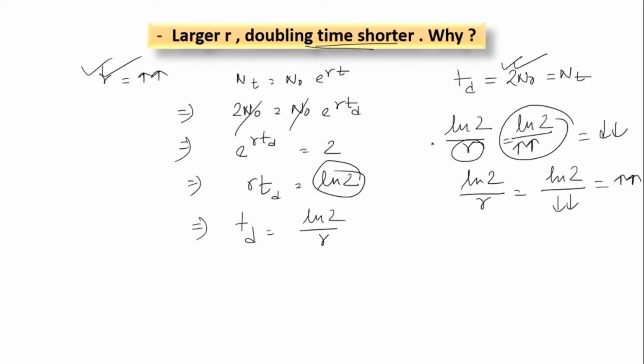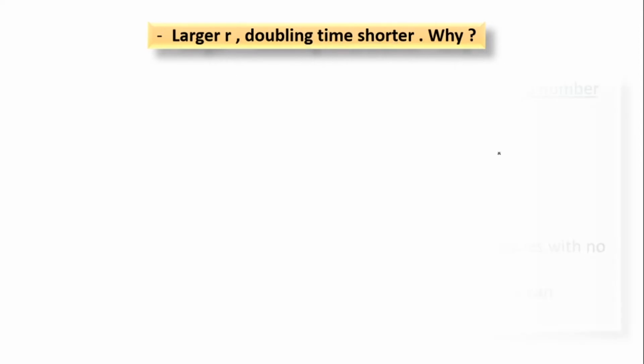In our question, it is mentioned that for a larger r, the doubling time would be shorter if the intrinsic rate of increase is higher. So it is proven. I hope you understand this.